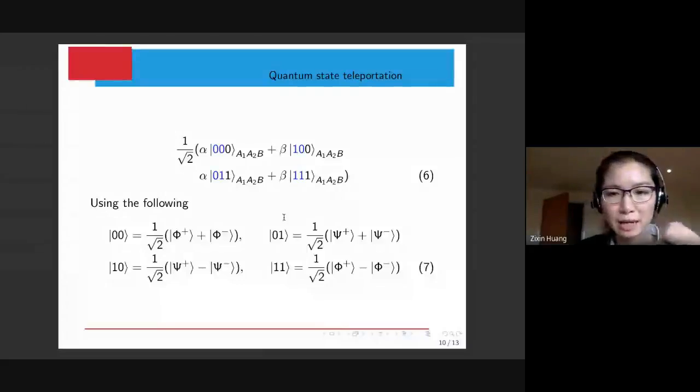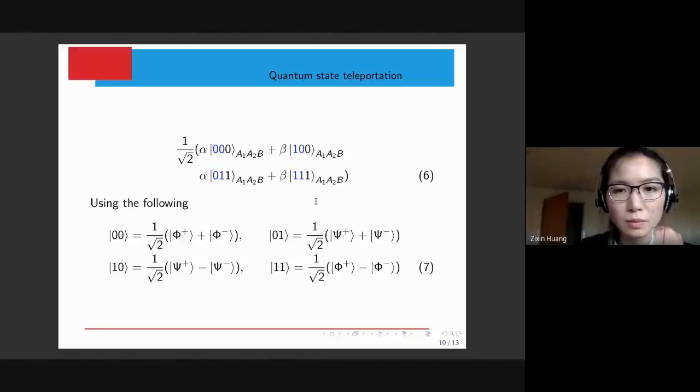Okay, so now the presentation should be back. So we are applying these tricks, and we want to say that we substitute this particular expression for the |00>. We are substituting this expression for the |01>, this expression for the |11>, and this one for the |10>.